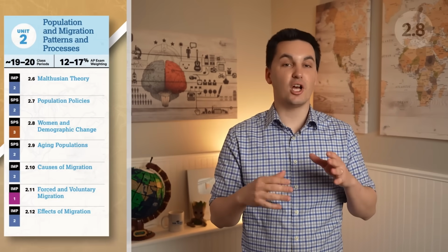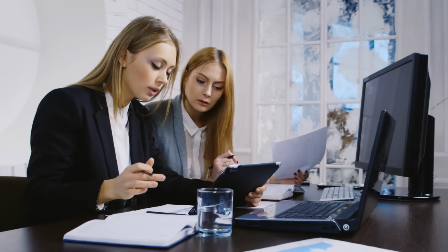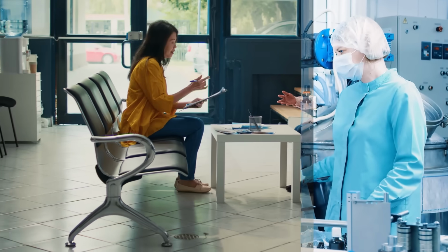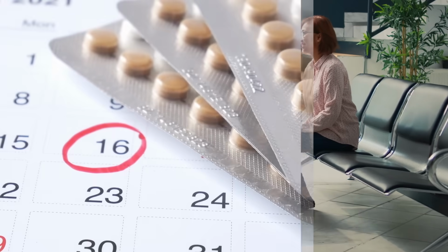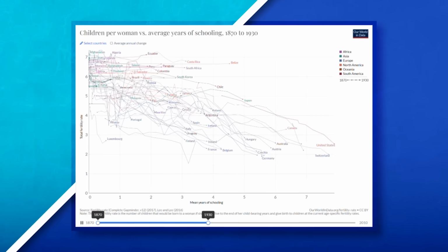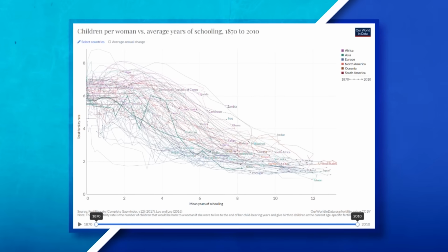All right, now comes the time to talk about women and demographic changes. As economies develop, opportunities for women tend to increase. In economically developed countries, women have greater access to quality education, participate more in the workforce, have better access to healthcare, and have more control over their reproductive choices. With increased education, women tend to delay having children, resulting in a lower total fertility rate and infant mortality rate.